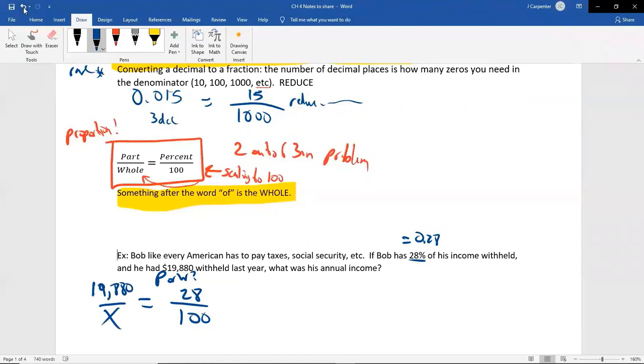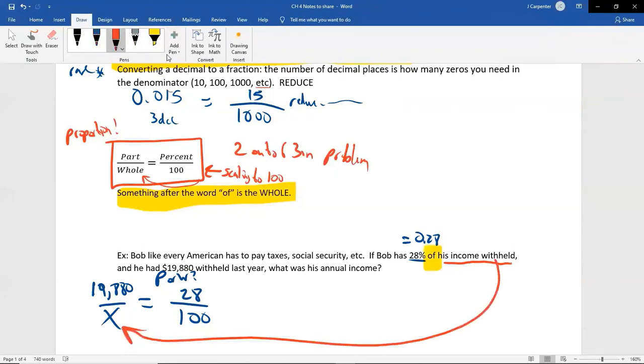Now, if you can't conceptualize why that's the part and not the whole, here's our word of, and we said that the something after the word of is the whole. What's the something that comes after that word of? His income, not what the government took, his income. So this should be the whole, his income should be the bottom. So that's just an alternate way to have figured out which goes top and bottom. I'm giving you multiple methods. I'm giving you logic and I'm giving you word associations because I know some of us like logic and some of us like word associations.